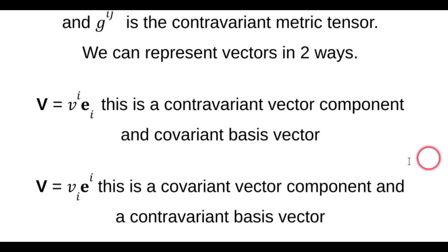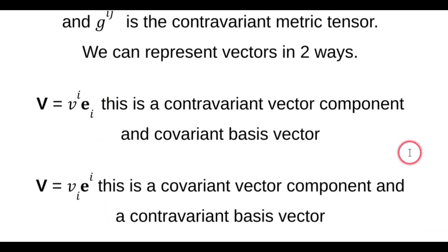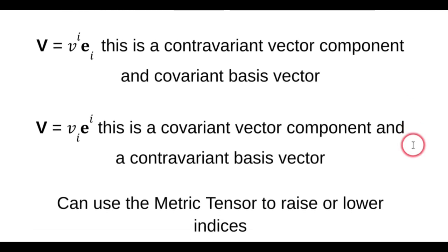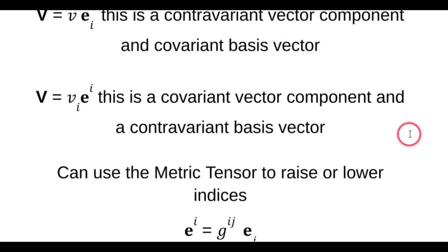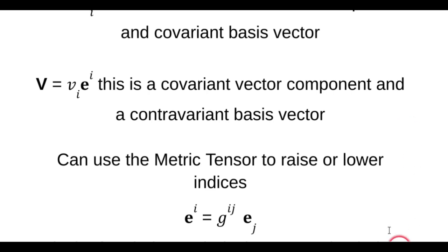Mathematicians have to be very precise in the way they define things. They have very special ways to define all this stuff, and we're not going to go into it because it's complicated and unnecessary for our use. We can actually use the metric tensor to raise or lower these indices. If I have v super i and I want to find v sub i, I can use the metric tensor to do that. It works like this.